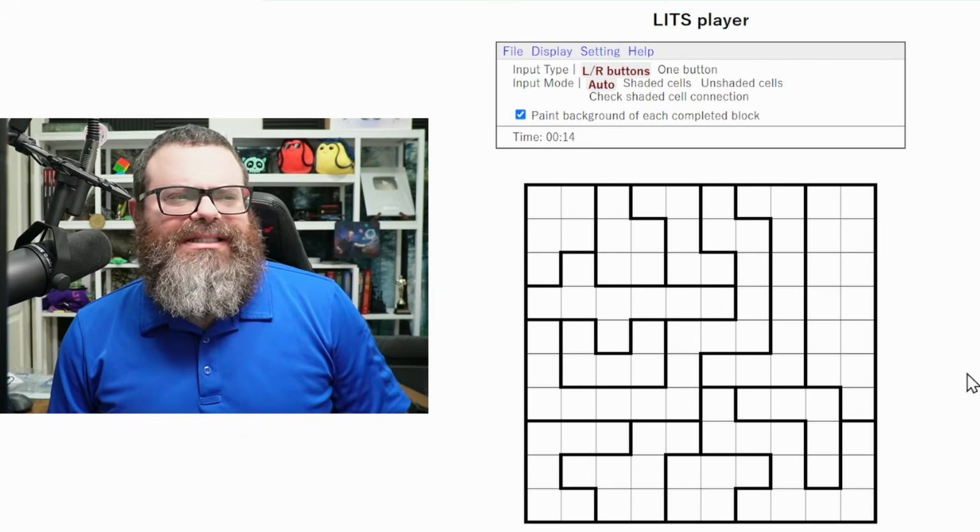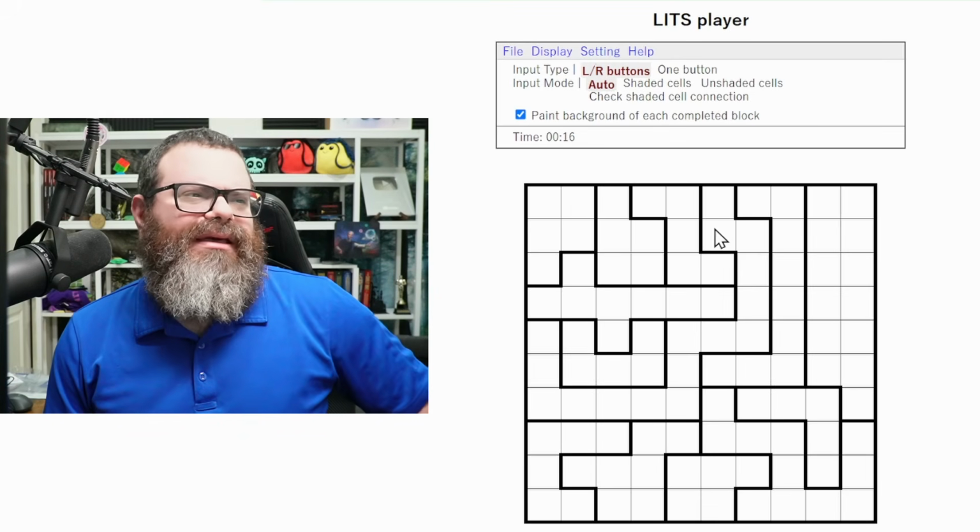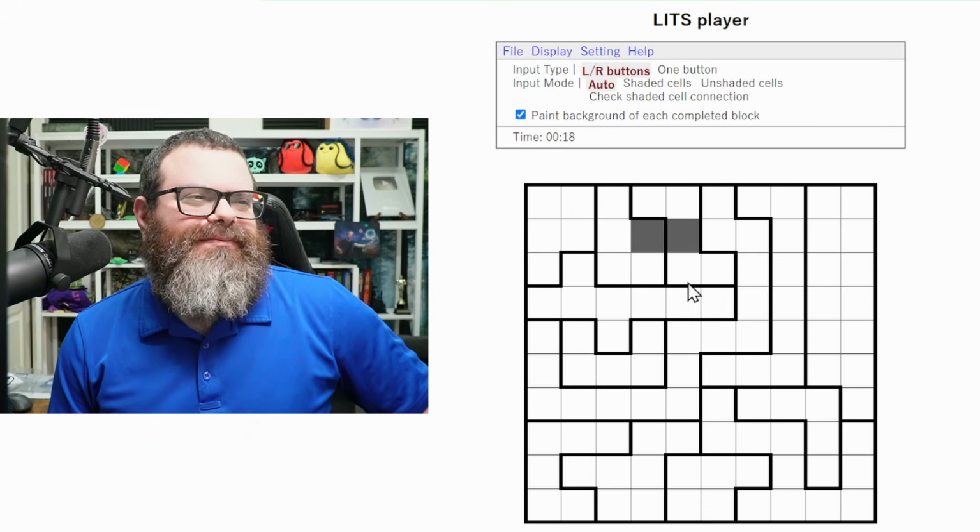Hello, let's solve a LITS puzzle. This one's by zetamath. So we're going to be shading some cells. Just shade some cells and you're done.